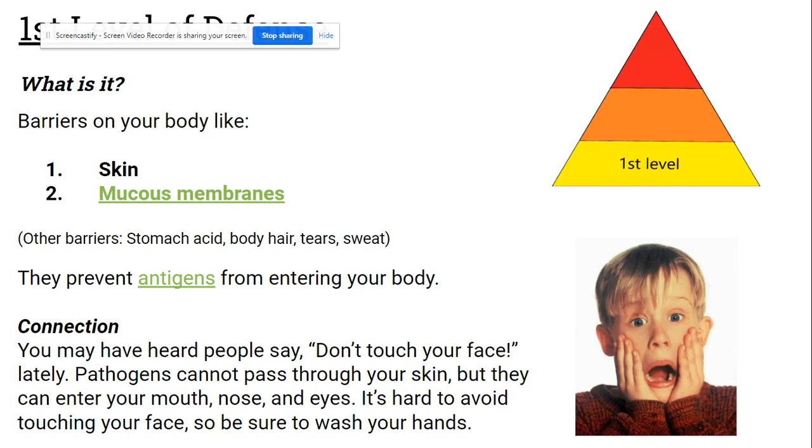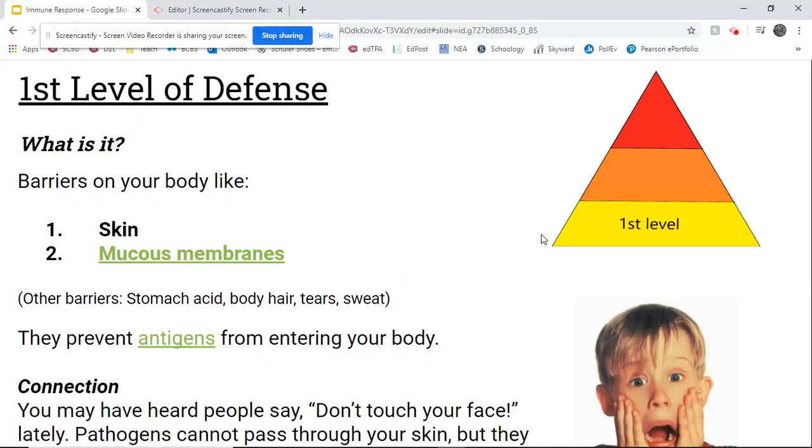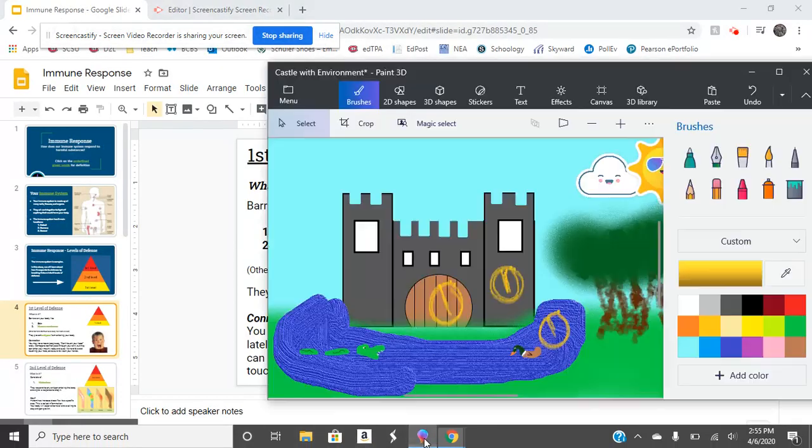And for that castle, it was like the wall, right? The outer barrier that protects everything. Well, what if something did get through? Let's say you touched your face and you had a bacteria or virus and it did enter your mouth, and now it's past the first barrier. So, what does that look like?